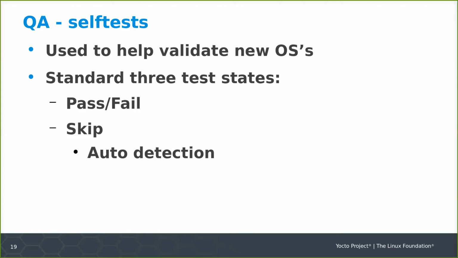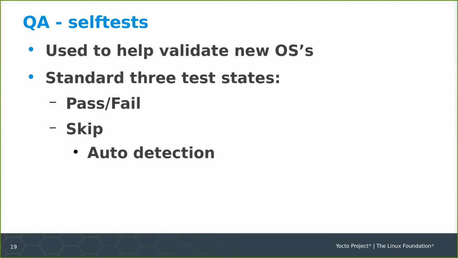I view it as a nice way to help validate if you're running a host that's not necessarily supported by the project. You can run these just to get an idea of what problems you might run into. It's a good way to test out validation. And we have basically three test states. We have pass, fail, and skipped, and it's an auto detection.